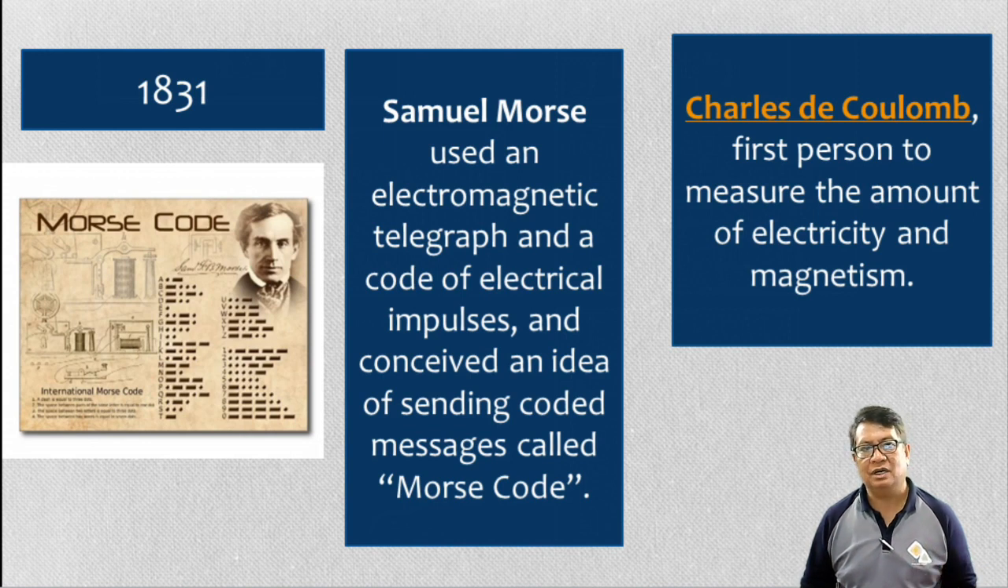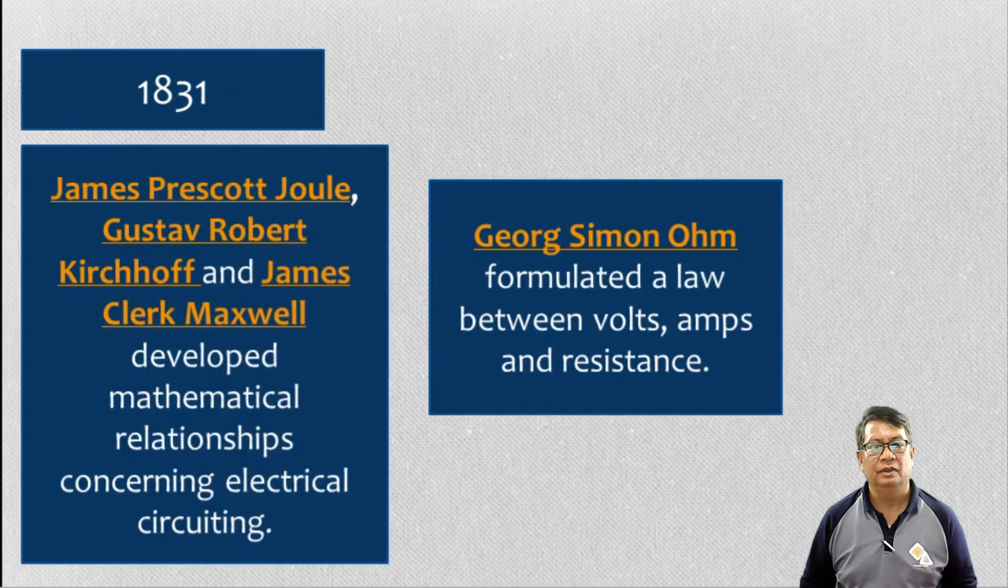Here comes Charles de Coulomb. He was the first one who was able to measure the amount of electricity and magnetism. Because of this contribution, his family name, Coulomb, is used as the unit of charge. So that is the contribution of Charles de Coulomb.